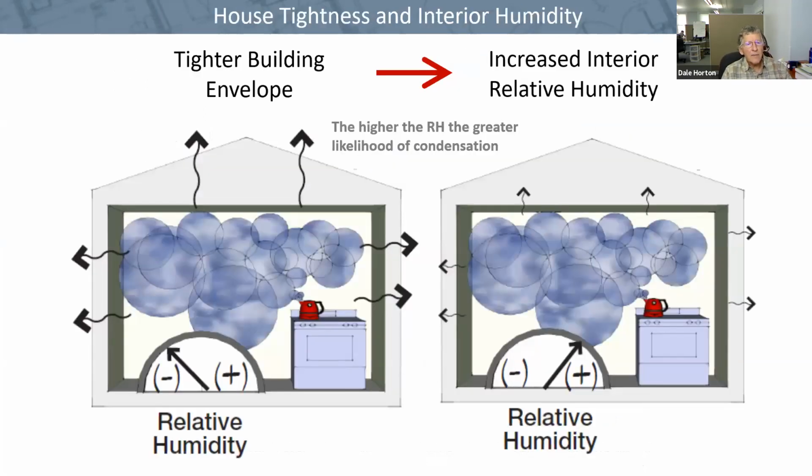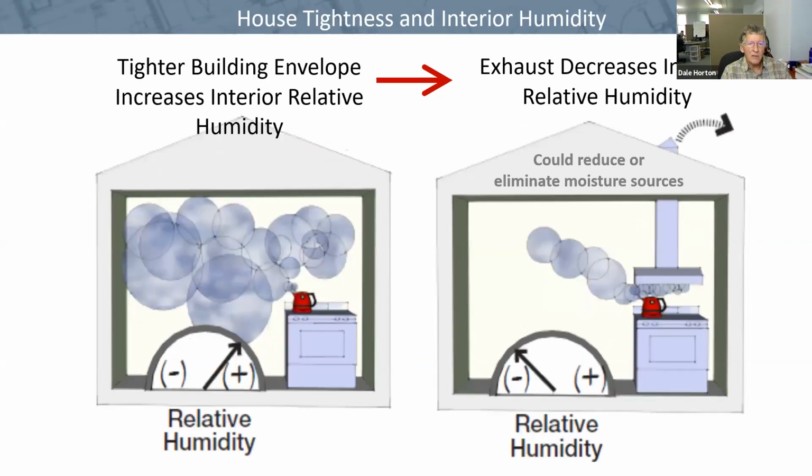If you're producing the same amount of moisture in a house and then tighten the building envelope, the size of these arrows is supposed to indicate how much air is leaking through the building envelope. If you reduce the amount of exfiltration, then the relative humidity will go up because you've got less air leakage, therefore less movement of water vapor from the inside to the outside of the building.